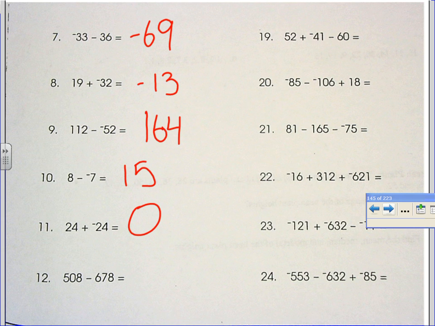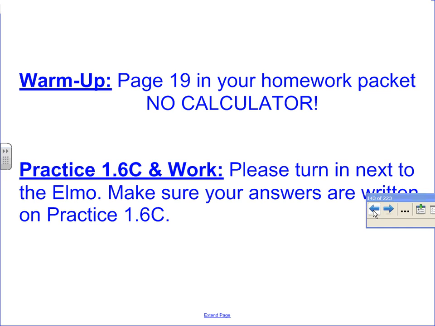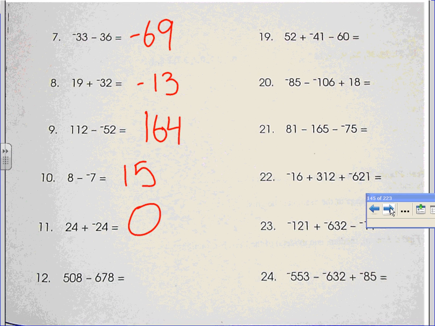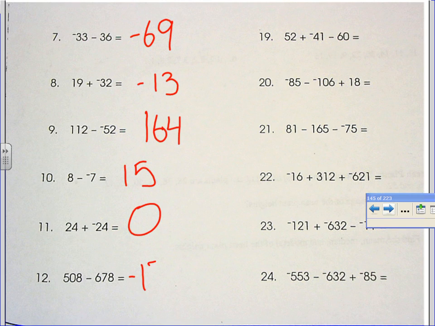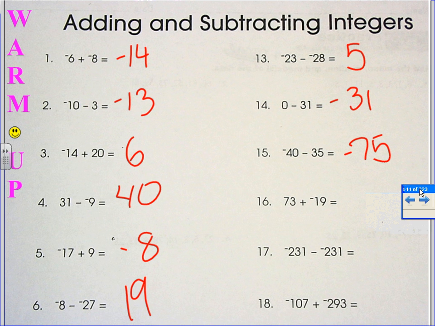Okay, what'd you get for 13? Good. Okay, let's go back to number 12, Briar. Good, -170. Sean, number 14. Yep, good job. Annalise, number 15. Great job. Alex, I know you came in late. Did you get to number 16? Okay, just tell me what you got for 16.